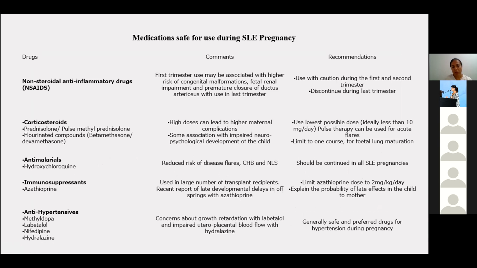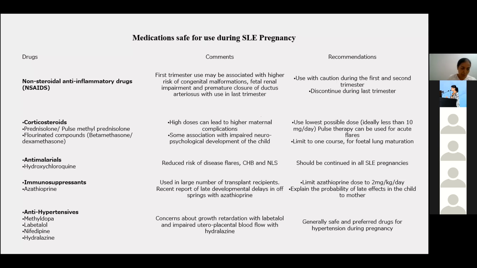Non-steroidal anti-inflammatory drugs. In the first trimester, they are associated with a high risk of congenital malformations, especially renal impairment, and premature closure of the ductus arteriosus in the last trimester. So use them with caution during the first and second trimesters, and they should be discontinued during the last trimester.